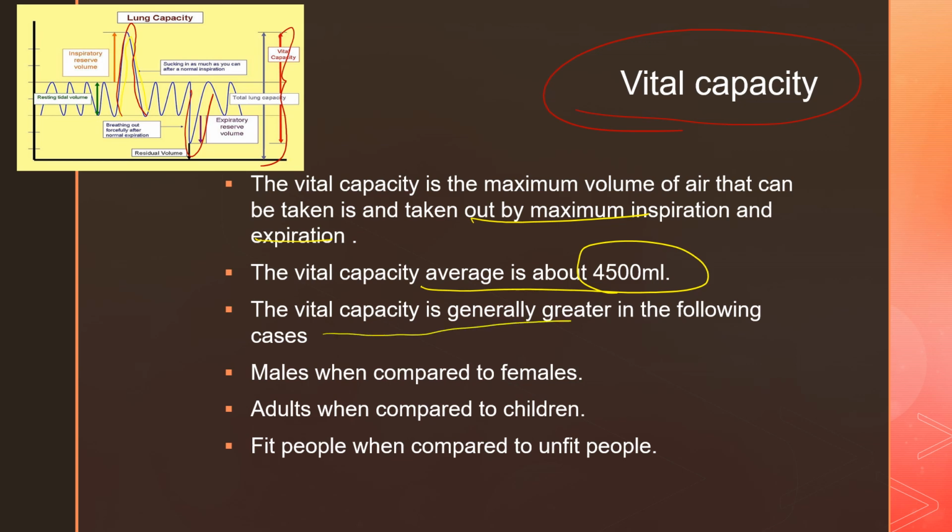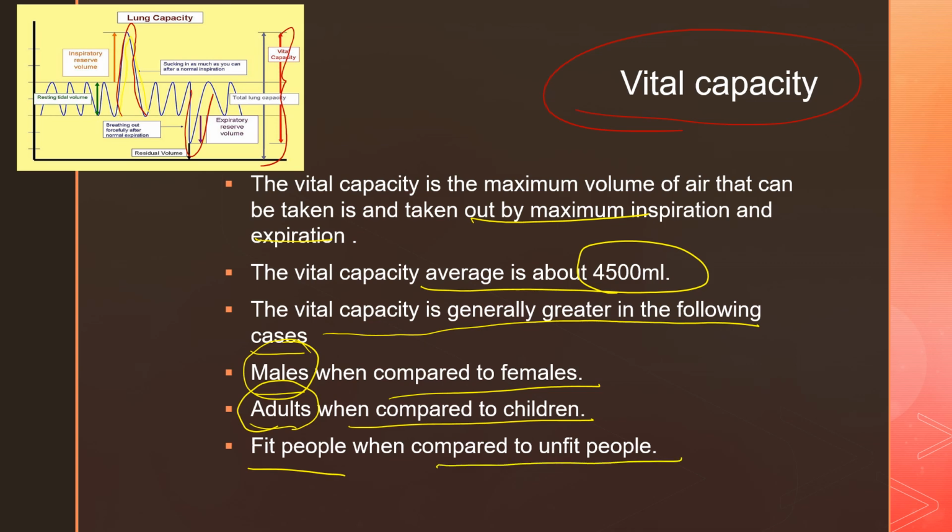The vital capacity is generally greater in the following cases. Males when compared to females, adults when compared to children. So vital capacity in males will be more. Vital capacity in adults will always be more than compared to children. Fit people when compared to unfit people. Is it clear? So fit people when compared to unfit people, males when compared to females, and adults when compared to children. Fit people will always have a more vital capacity than unfit people. So the vital capacity average is about 4500 ml.